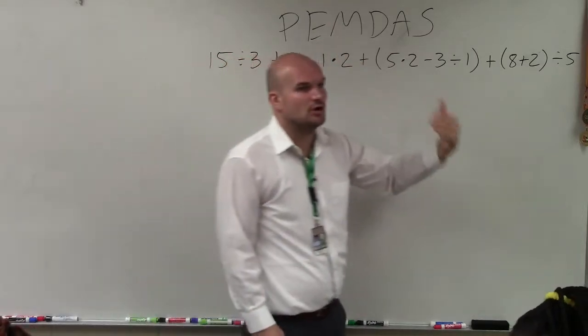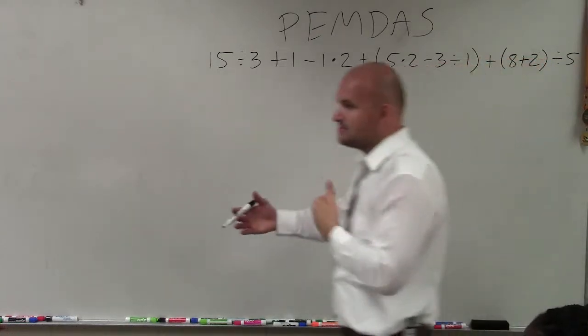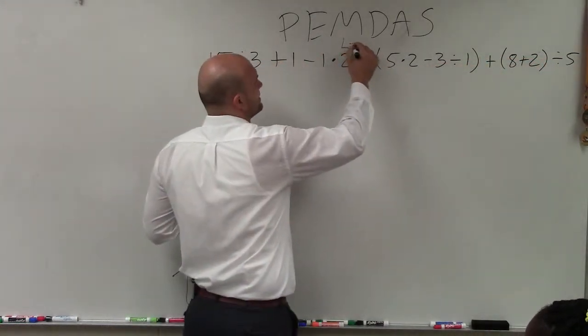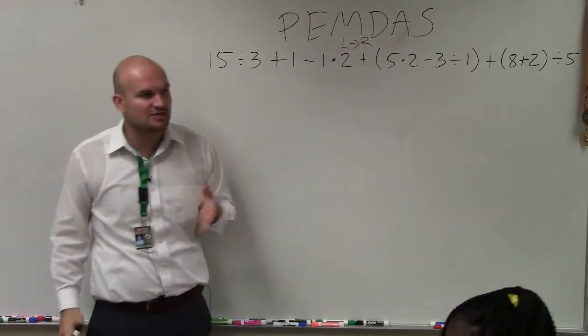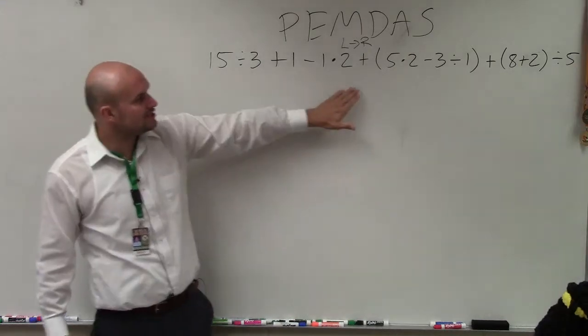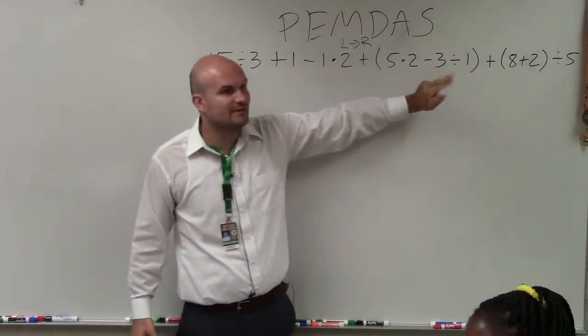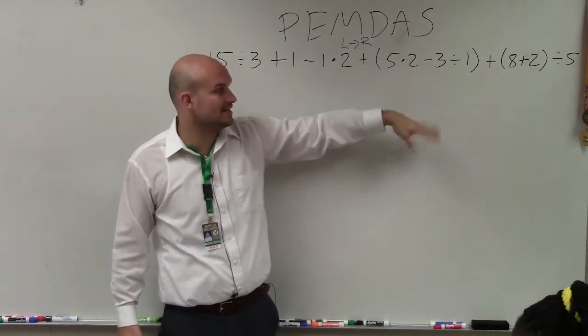The next thing is multiplication and division. And what's important about multiplication and division is it doesn't matter whether you do multiplying or dividing first. You always do what is left to right. So whatever is the furthest left operation, you do that first. So let's look inside these parentheses, right? We have a multiplication problem and we have a division problem, right? To simplify this, we need to go from left to right.